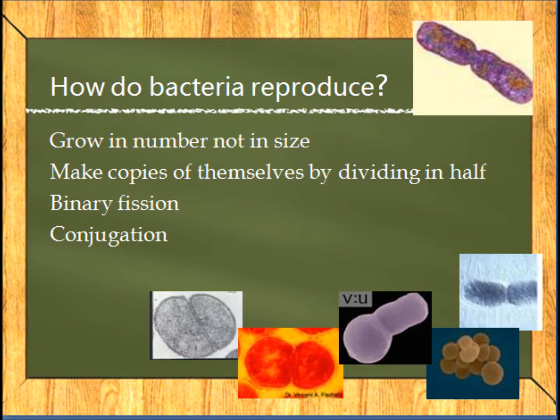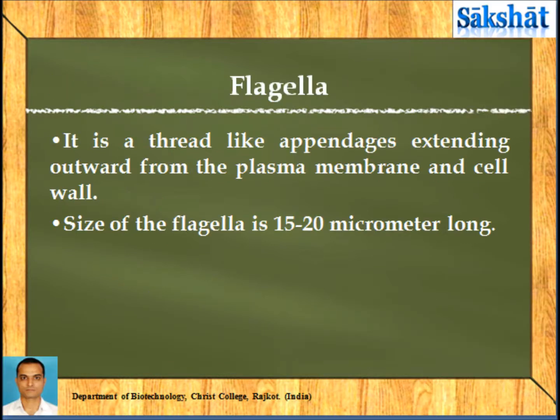So, what are the structures that are found external to the cell wall? That is, flagella, pili, fimbriae, prosthecae, stalks, spines, spirae, capsules, slime layers, and sheaths. We will learn one by one. First, I will discuss the flagella.